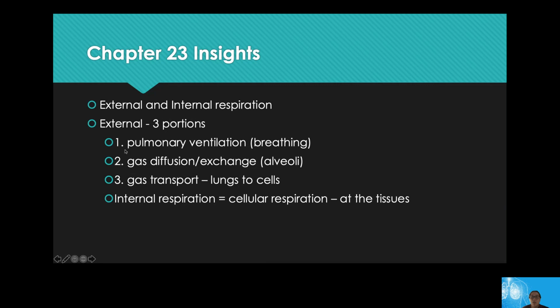concept of respiration. We know that external respiration and internal respiration are paired together. External respiration is broken down into 3 portions: pulmonary ventilation, gas diffusion or exchange, and gas transport. Internal respiration is happening internally, inside the body at the tissue level, and this is because the cells themselves are breathing. So this is cellular respiration happening at the tissues.